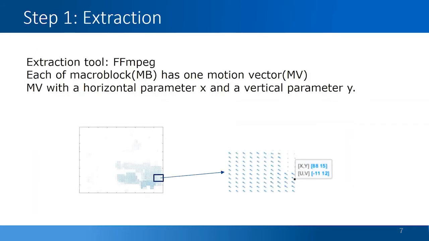Next, we will introduce FSE-MV in detail. Step 1 is MV extraction. FSE-MV uses FFmpeg to extract MVs. In the coding standard, MBs are the smallest coding units. Each MB has one MV, and the MV has a horizontal parameter x and a vertical parameter y. The example is shown in the image.